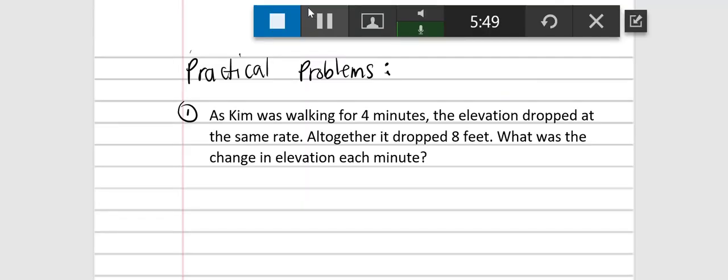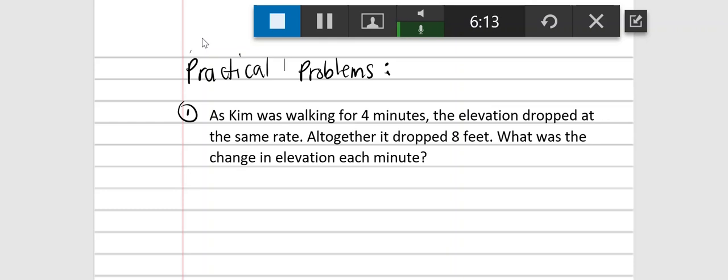Okay, so let's now look at some practical problems or word problems. If you need a highlighter to highlight any main keywords that you find, please get one out. The word problem reads, as Kim was walking for 4 minutes, the elevation dropped at the same rate. Altogether, it dropped 8 feet. What is the change in elevation per minute?